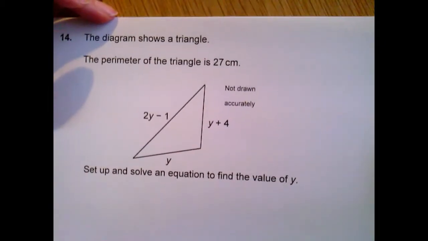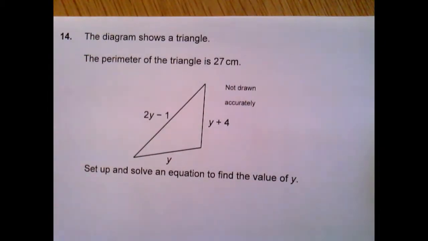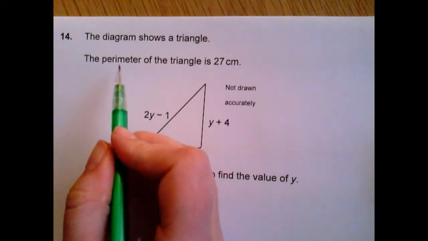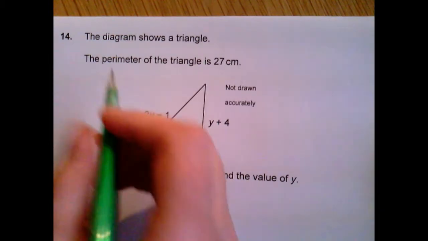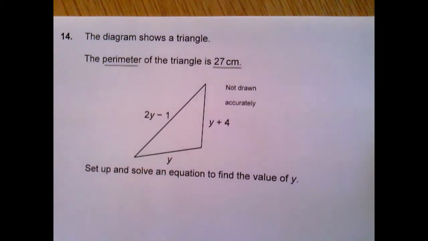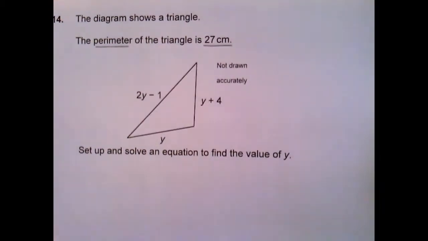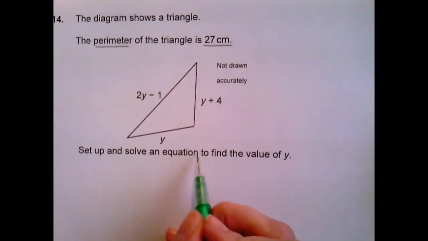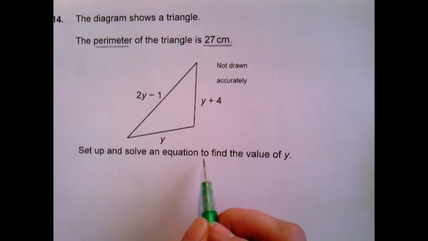So number 14, the diagram shows a triangle and the perimeter of the triangle is 27. So this is bringing in perimeter as well as algebra. So the perimeter is the total distance around the outside of the triangle, and they're telling you that that's equal to 27. Set up and solve an equation to find the value of y.